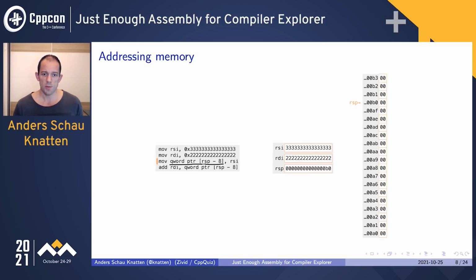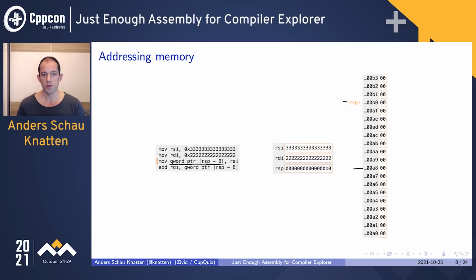So inside of these square brackets, we have RSP minus 8. So that's an expression that we want to compute, and then that is an address of something that we're going to use. So here's RSP minus 8. That's down here. So we're going to move something in here. And the value of this expression is A8, and that's just a number. So we kind of have to dereference it like a pointer. And the way we do that is by saying QWORD PTR.